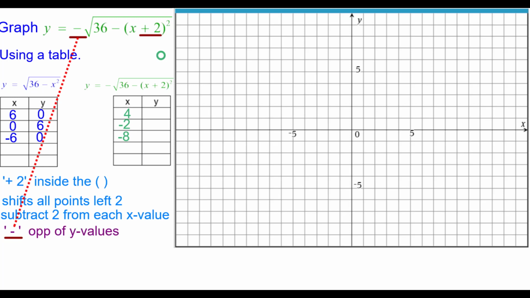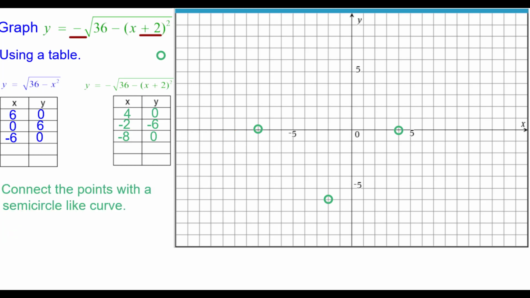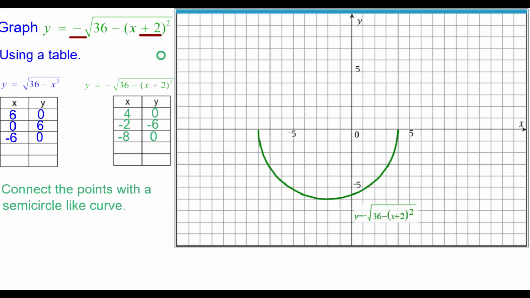The opposite sign takes the opposite of y values. So the opposite of 0 is 0, and we'll plot 4, 0. Opposite of 6 is -6, so -2, -6. Again, the opposite of 0 is 0, in this case -8, 0. Those are enough points to connect into a semicircle, and we compare it to the parent function.